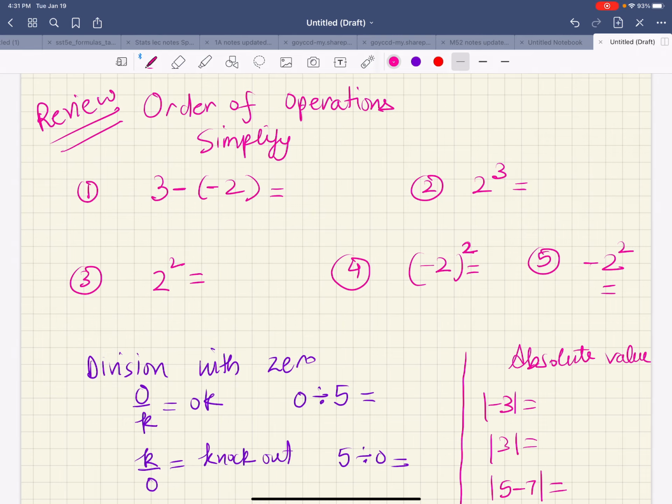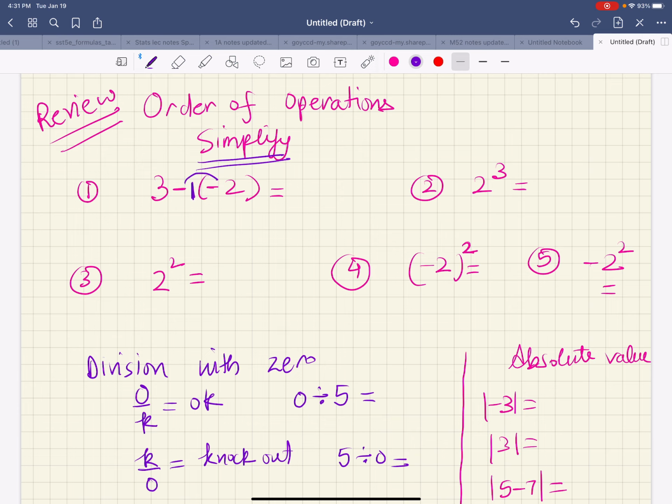In this video, we will be reviewing some topics from basic algebra, so order of operations. Here we are going to simplify a few expressions before we get into order of operation problems. So 3 minus negative 2, we can think of that there's a hidden negative 1 over here.